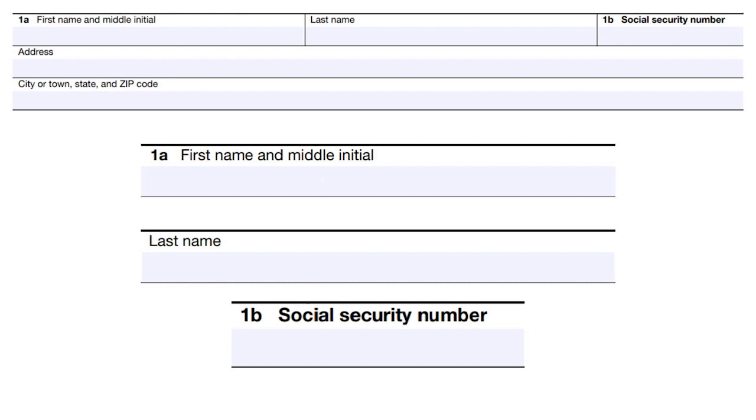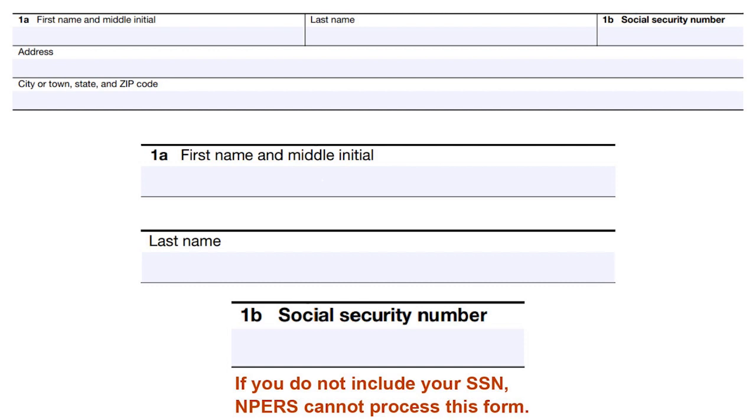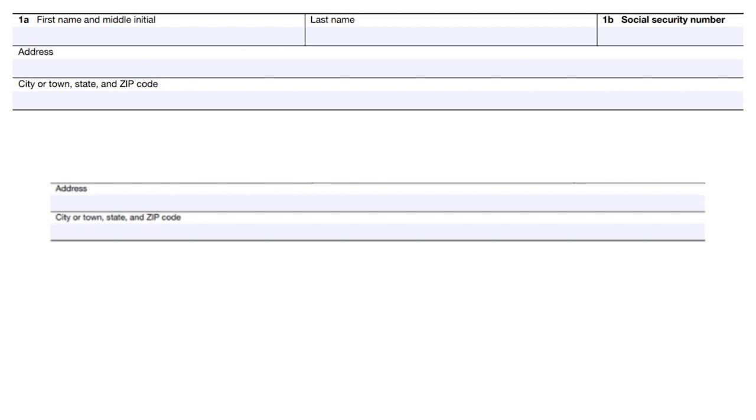Keep in mind that the same IRS rules we covered in our walkthrough of Form W-4P also apply here. If you do not include your Social Security number, NPERS cannot process this form. Next, fill out your address, and then your city or town, state, and zip code.